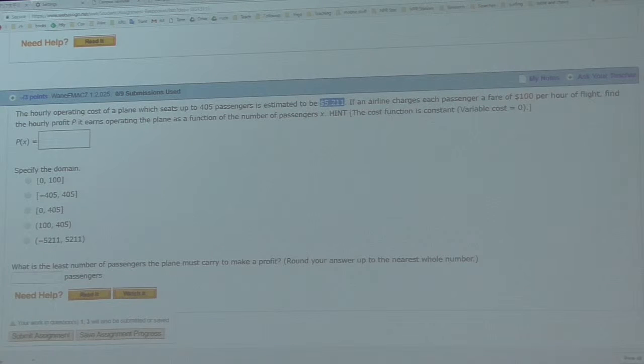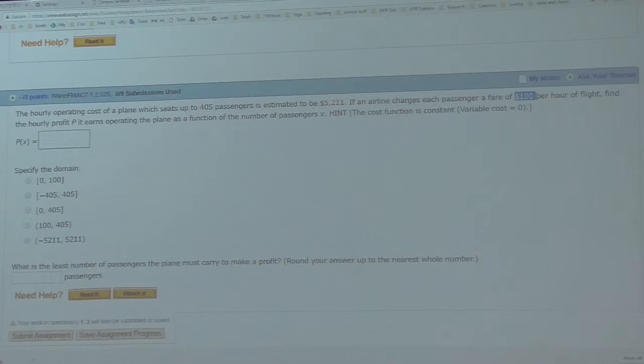And what's the revenue function? $100 per person. It's really all kind of confused because they're saying per hour of flight, but this is the hourly cost. Anyway, it's confusing, but the revenue is 100x, where x is the number of people.